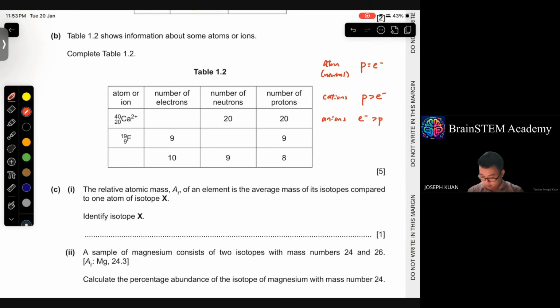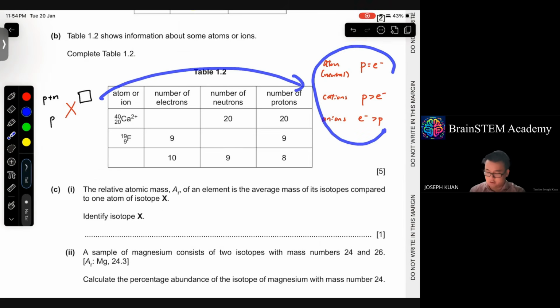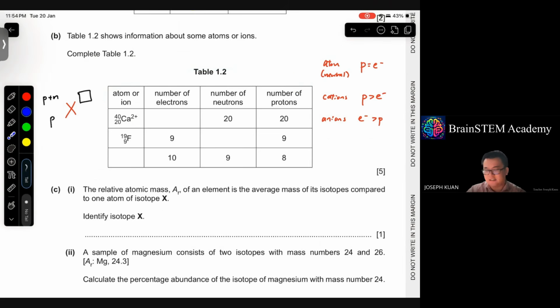Apart from that, you also have to know the standard representation, which is the element symbol, with the sum of protons and neutrons on top and the protons at the bottom. Then of course there's a charge. The charge depends on the difference between the number of protons and electrons.